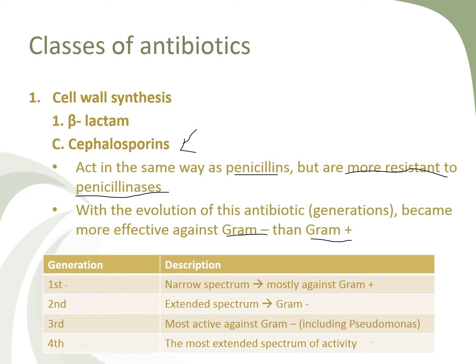So here you can see the first generation has a narrow spectrum. It was only effective against gram-positive. But then, from the second generation, it expanded its spectrum and became more effective against gram-negative. Now, the third generation became most active against gram-negative, even more than against gram-positive. And the first generation has the most extended spectrum of activity, so it's more efficient against a wide spectrum of bacterial diversity.